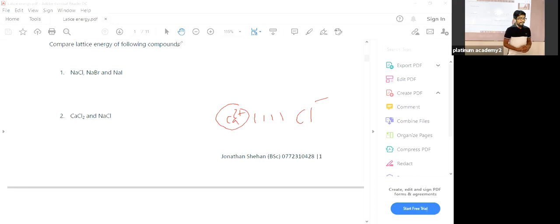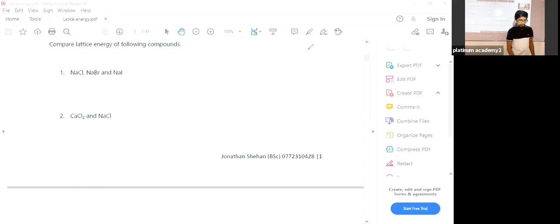CaCl2, because calcium has greater charge, right? So always charge is first. We think about the charge first, then we can think of the size. But here, charge is different. Therefore, calcium chloride is more exothermic, right?